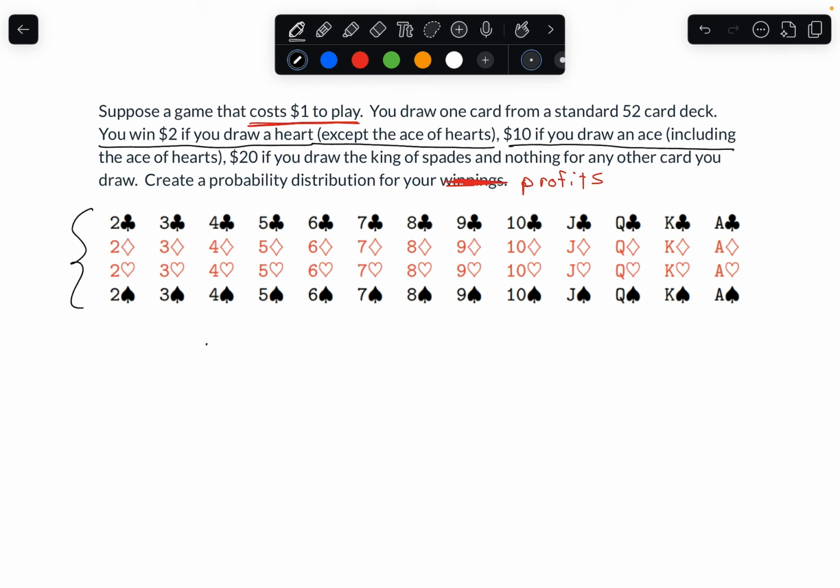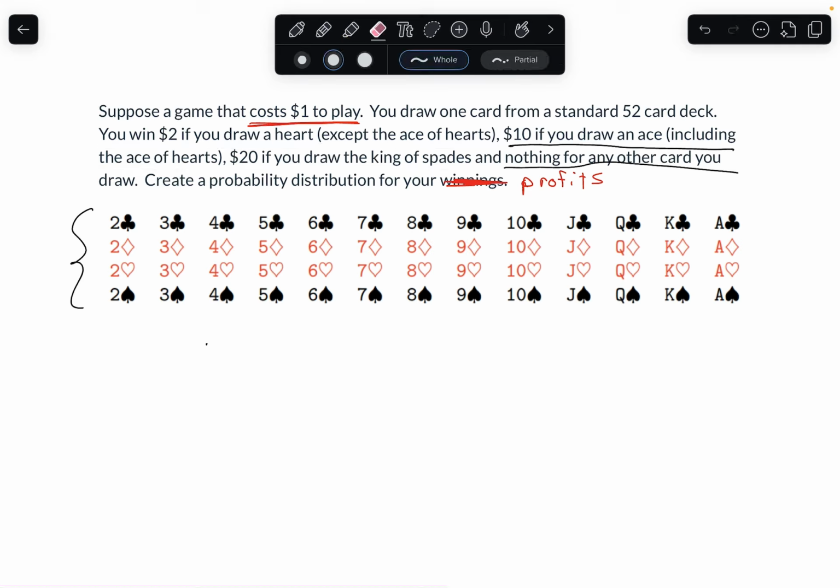You win $10 if you draw an ace. Here we are including the ace of hearts. $20 if you draw the king of spades, and you win nothing if you draw any other card. We want to create a probability distribution for our profits. So the profit is how much money we get to keep at the end of this. Remembering, this game just cost me $1 to play. I had to pay somebody $1 just to get to play this game. So I'm going to have to take that into consideration.